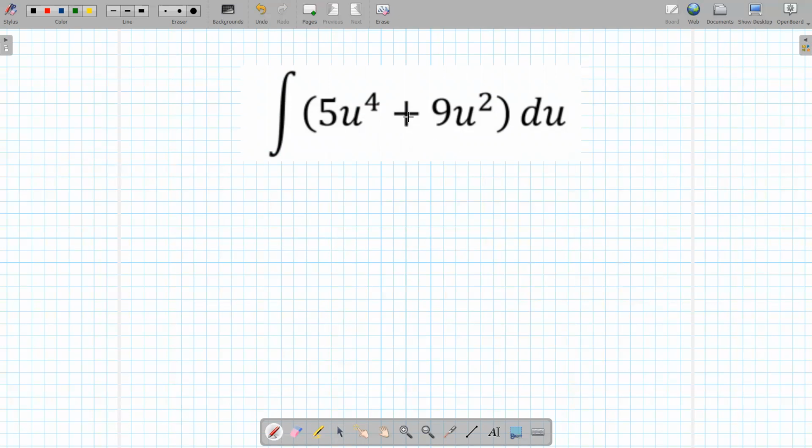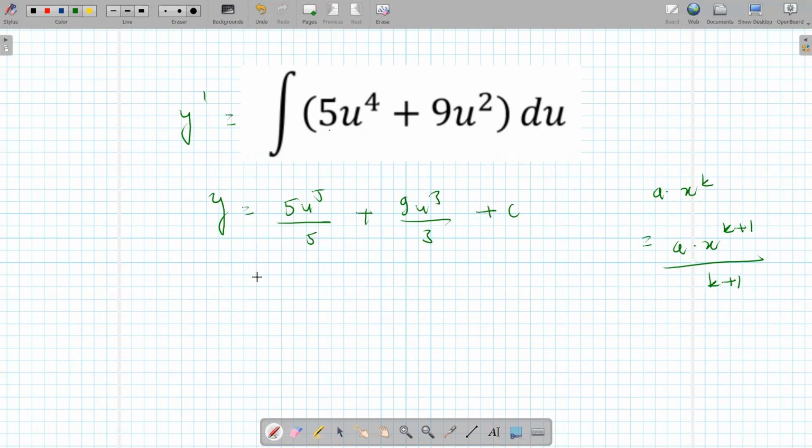All right, again, if there's a plus, like we did with derivatives, you just do them individually. Okay, you just do them individually. Or you're going to use the same formula here. You add a 1 to the exponent, and whatever the new exponent is, you're going to divide it by that. So tell me, what does the first term become? 5u to the power of 5. Yeah, what do you divide this by? 5. What about the next one? 9u to the power of 3. And then you divide it by 3.